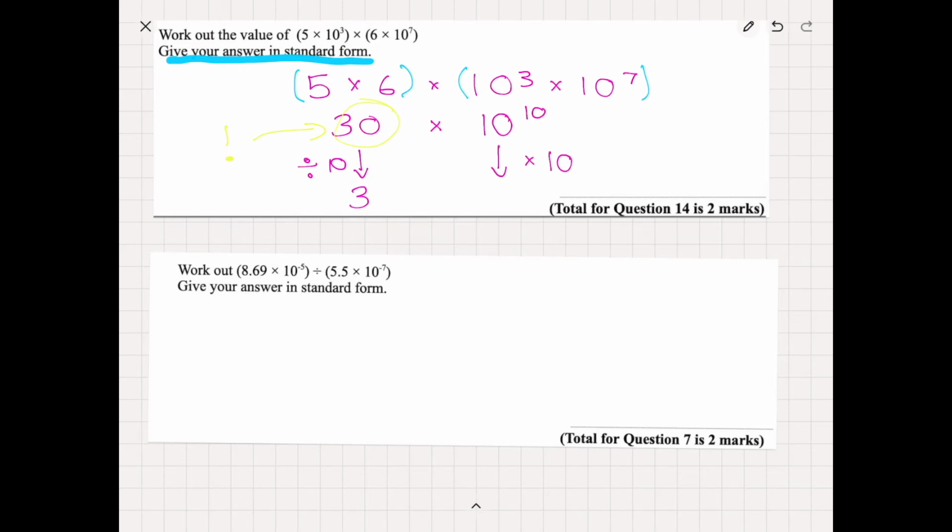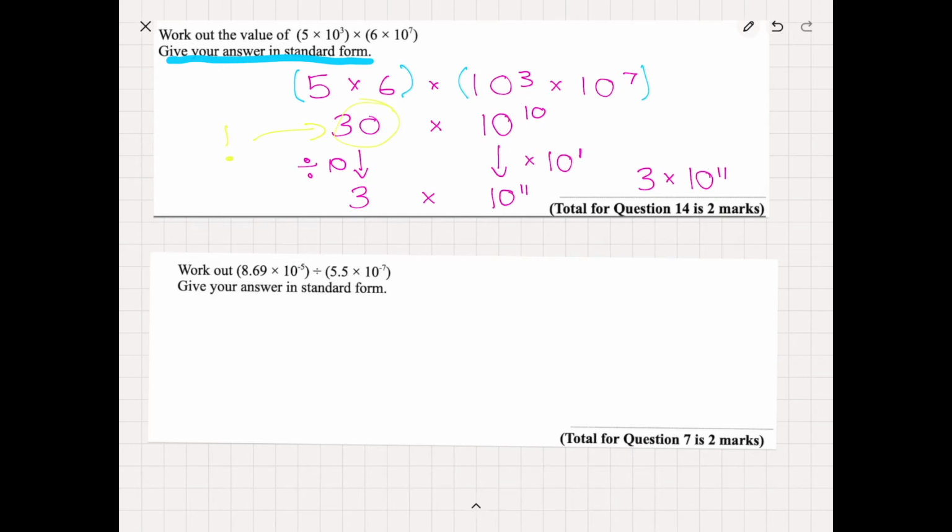Now don't forget, multiplying by 10 is just 10 to the power of 1. We just usually don't see it. Again, another John Cena trick in maths. So it's 10 to the power of 10 plus 1, so that's 10 to the power of 11. Multiply those together and that is your answer: 3 times 10 to the power of 11. That a value is between 1 and 10 and our power of 10 is a positive integer. Happy days.